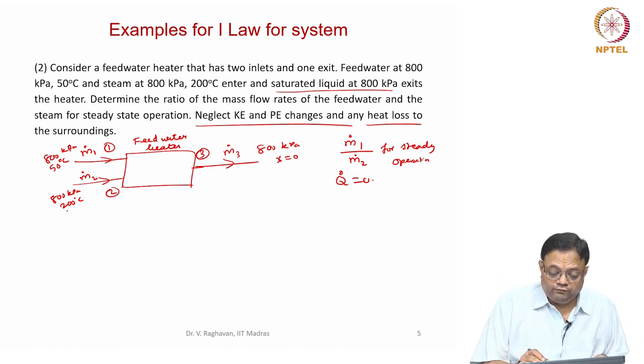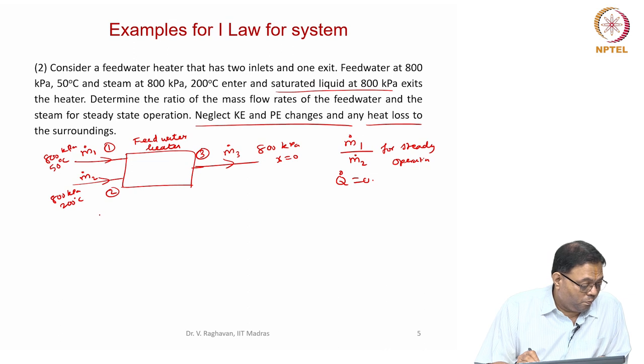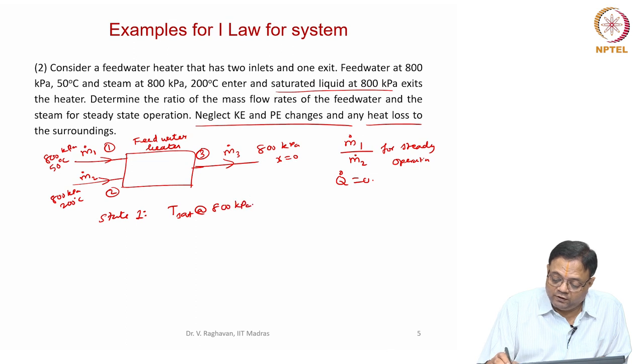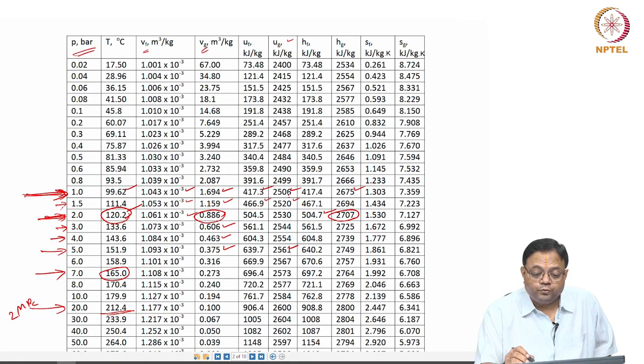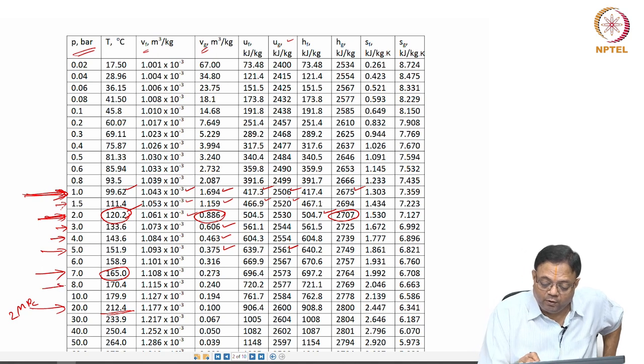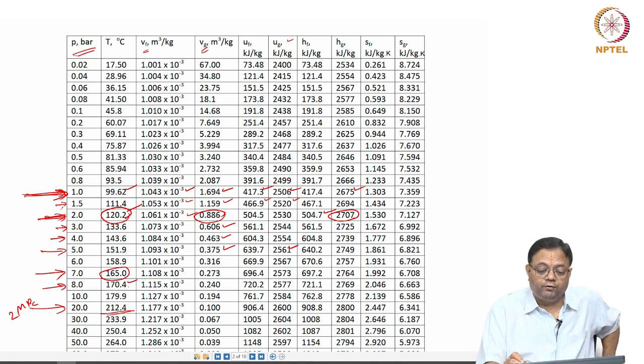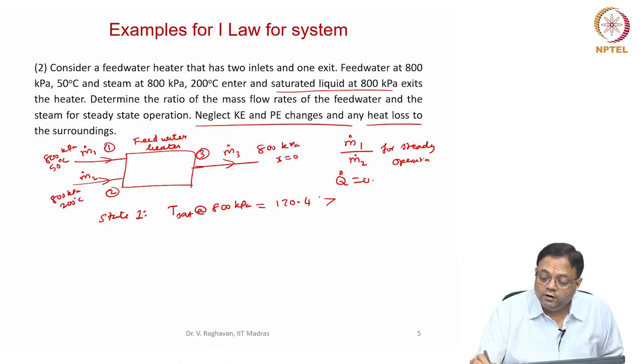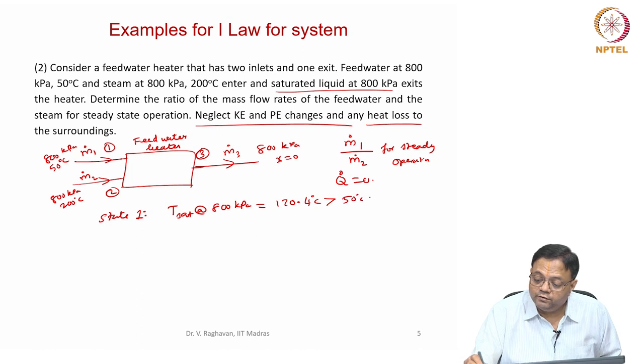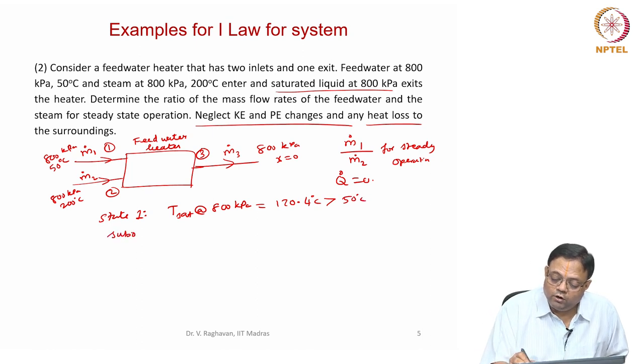So, now let us fix the states. State 1, because this is water, no? So, state 1, that is state at the entry 1, we can say, is what? Since T sat at 800 kilopascals, what is that? We will see the steam tables here. 800 kilopascals is 8 bar. The temperature is 170.4, which is greater than 50 degrees. So, state 1 is subcooled liquid.